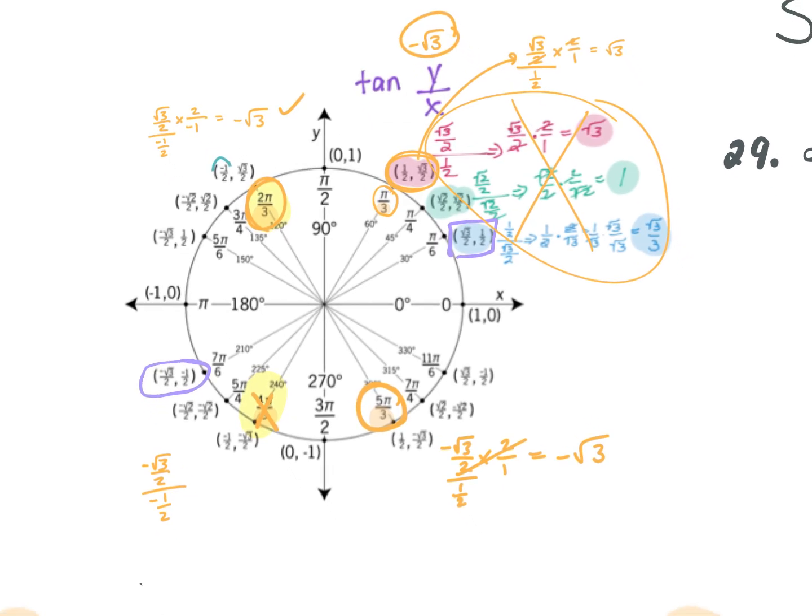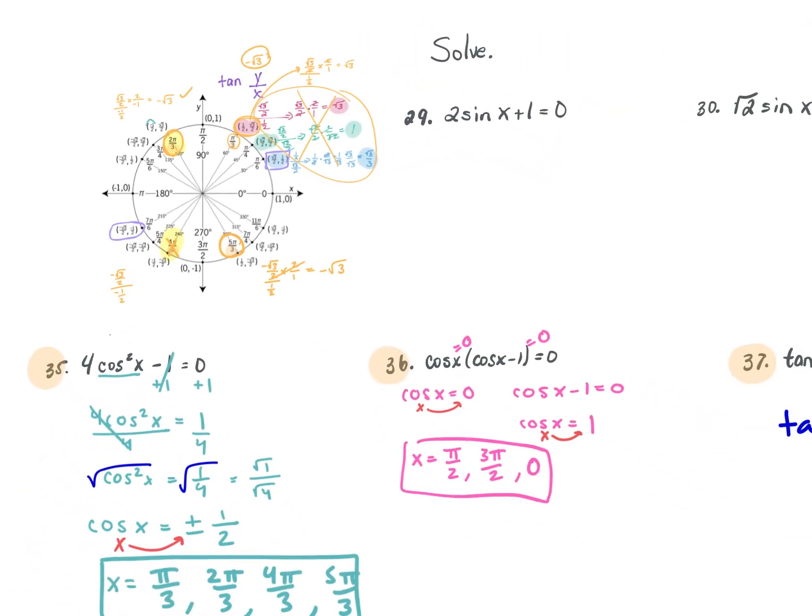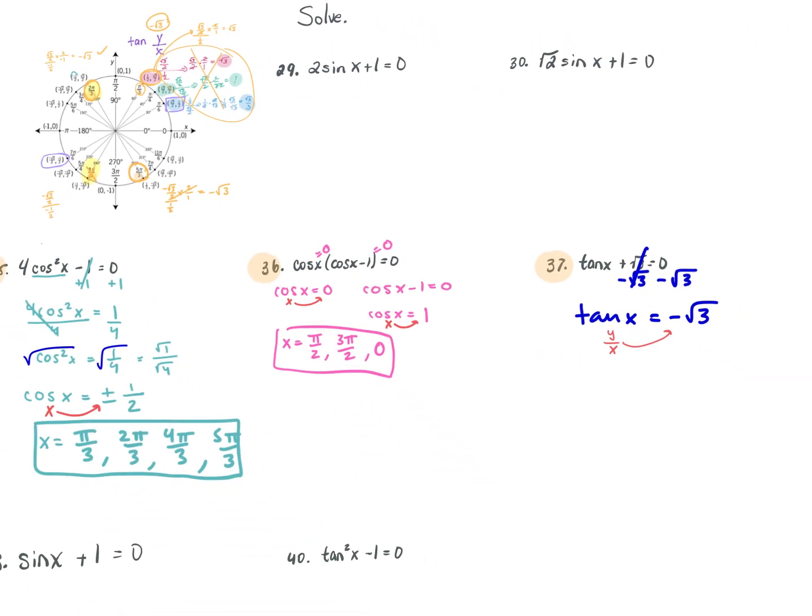So our two answers would be 2 pi over 3 and 5 pi over 3 because we were just looking for negative square root 3. If it was plus or minus, then all the ones with the 3 in our denominator would work. But since it's just negative square root 3, our answers here are just 2 pi over 3 and 5 pi over 3.